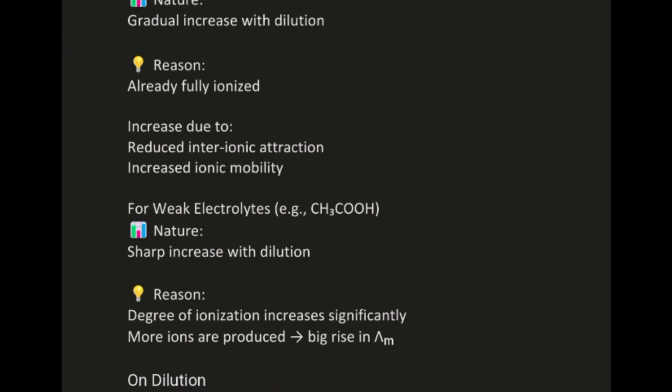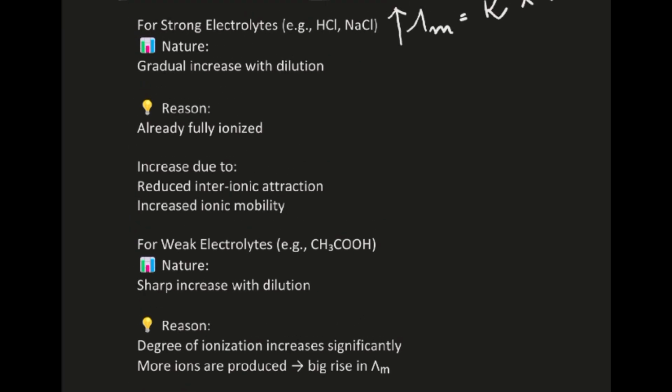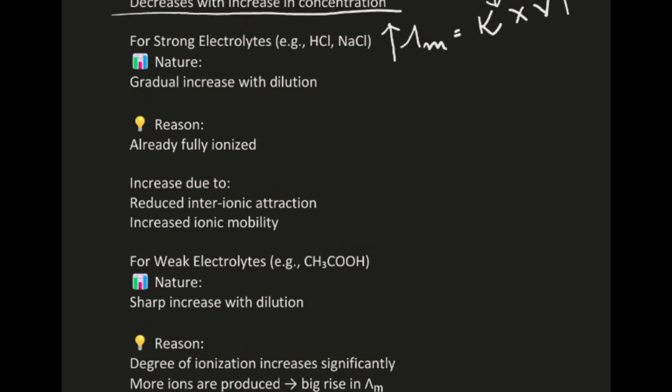So it decreases with increase in concentration. Opposite to the increase in concentration, that is, decrease in concentration, is dilution. I can decrease concentration by diluting. Now there are two types of electrolyte. Right, one is the strong electrolyte and the other is the weak electrolyte. For a strong electrolyte like HCl, like NaCl, and the other strong electrolytes, there is a gradual increase in the value of lambda m with dilution.